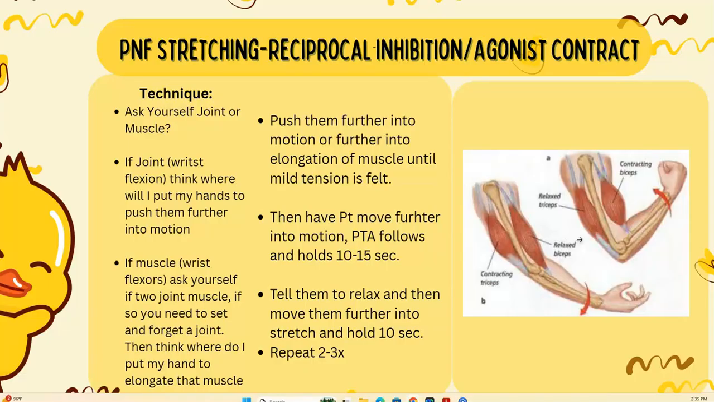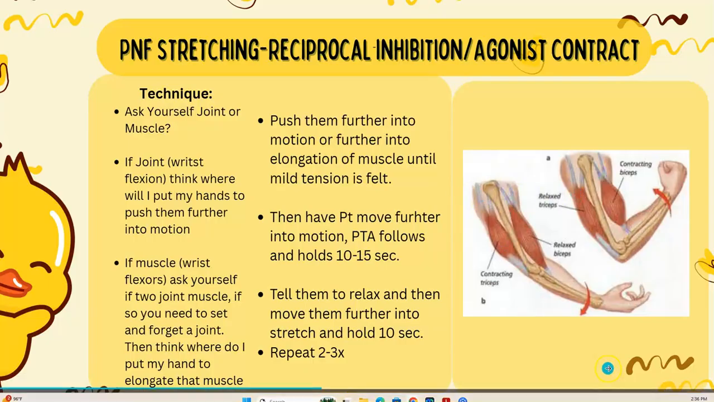We as the PTA follow, hold that new range, make sure you hold for 10 to 15 seconds, checking in, making sure they're still feeling that stretch. And then we would repeat that 2 to 3 times. So what are we doing? We're using our reciprocal inhibition to relax the muscle that we're stretching.